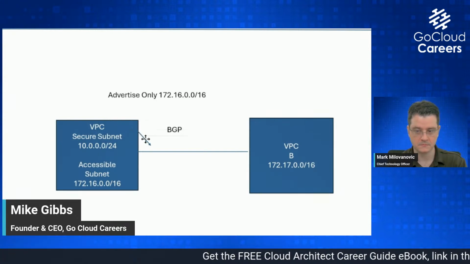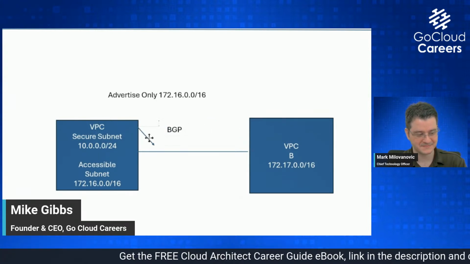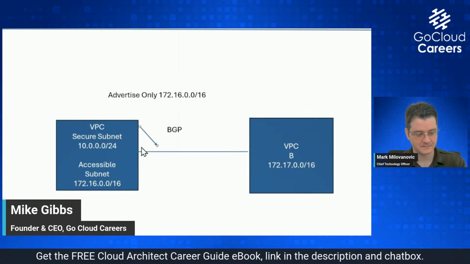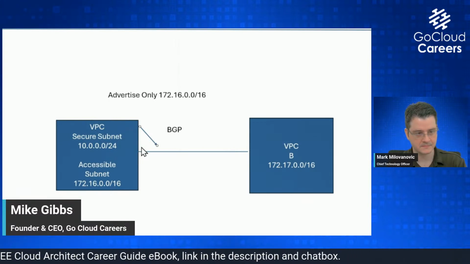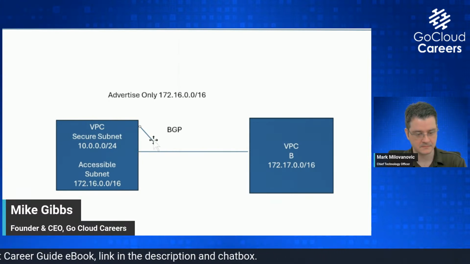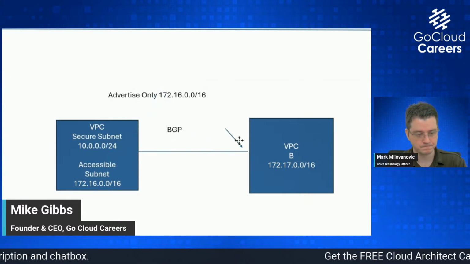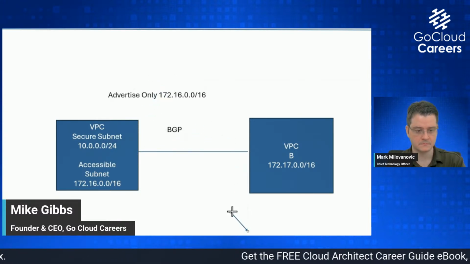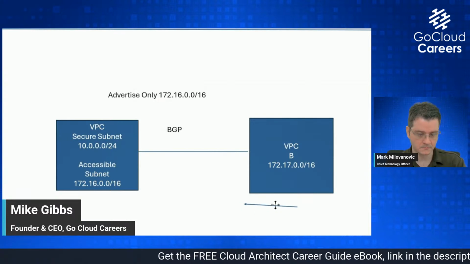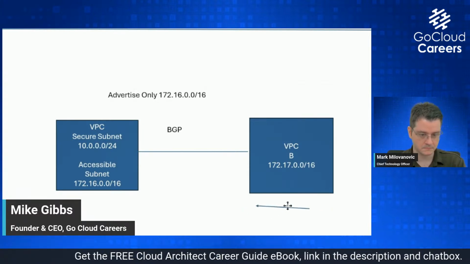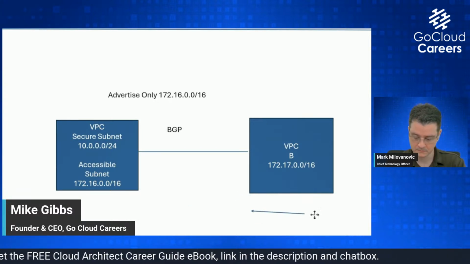So when we establish this BGP connection, we tell BGP to advertise these routes. If we tell BGP to advertise only the 172.16.0.0/16 routes, then you've got a user here that wants to reach a 10.0.0.x route, and they can't because it's not there.